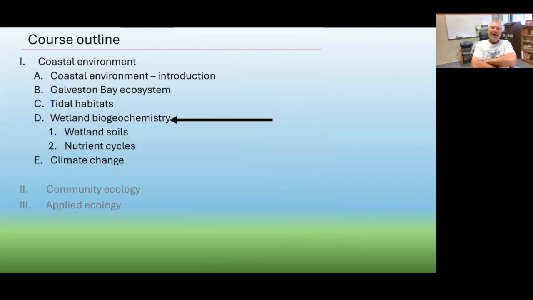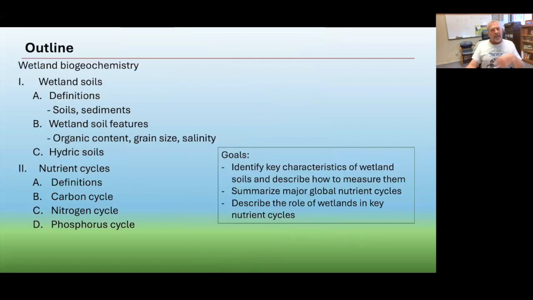Okay, so we are still in the part of the course that is in that coastal environment section. Today, we're going to be talking about wetland soils. Next class, we'll be talking about nutrient cycles. What I want you to get out of this combination of lectures is that you should be able to identify key characteristics of wetland soils and describe how to measure them. And you should also be able to describe global nutrient cycles and the role that wetlands play in the key nutrient cycles.